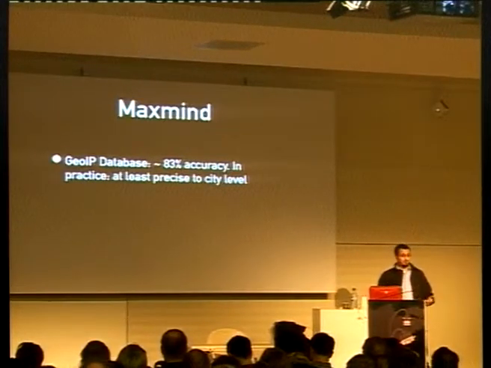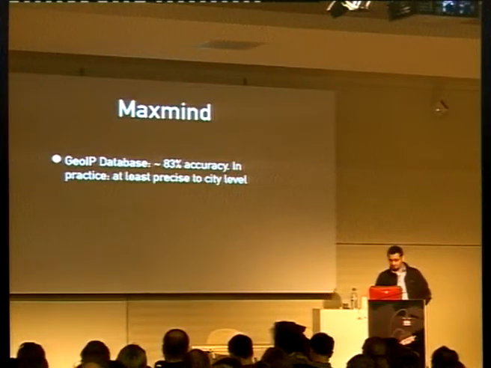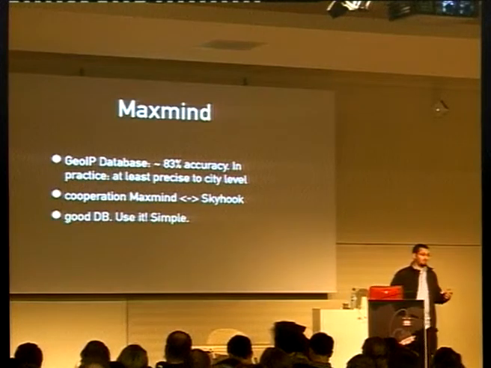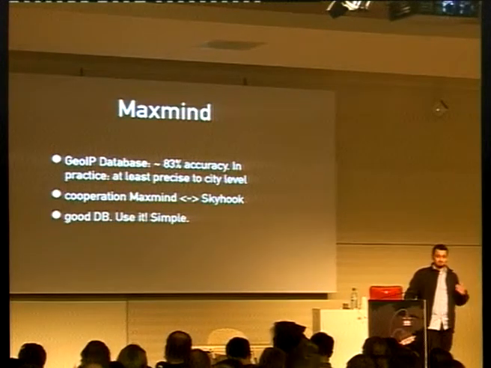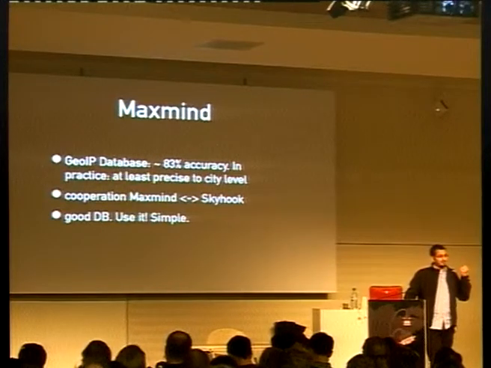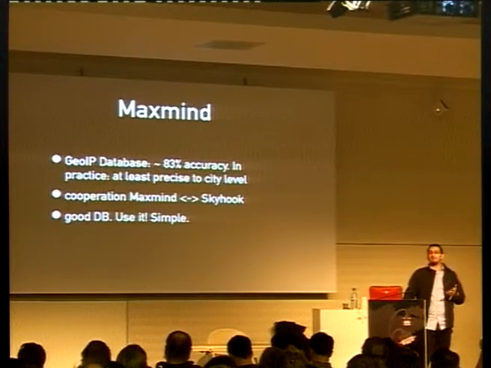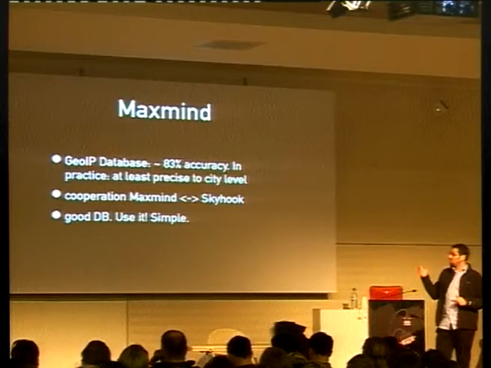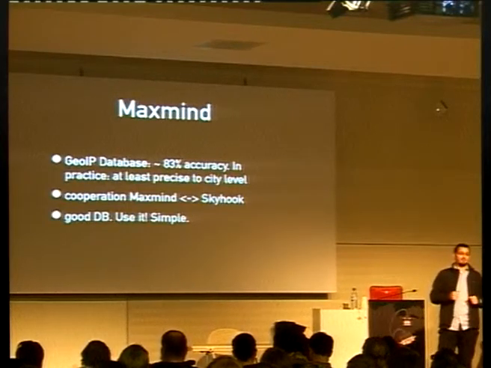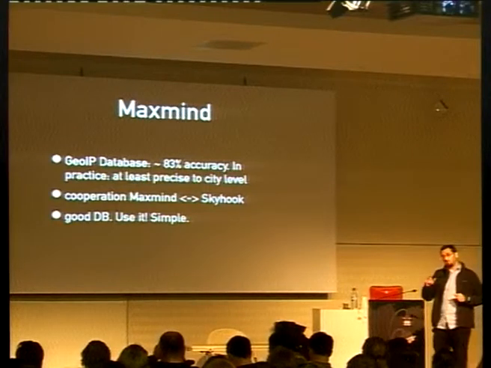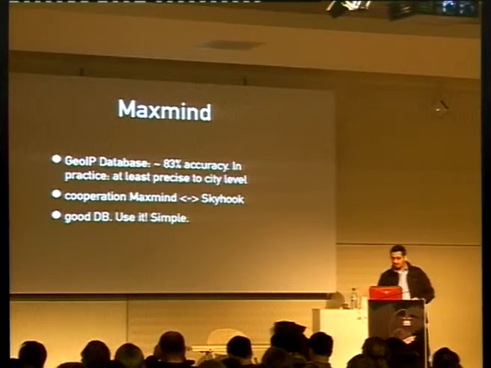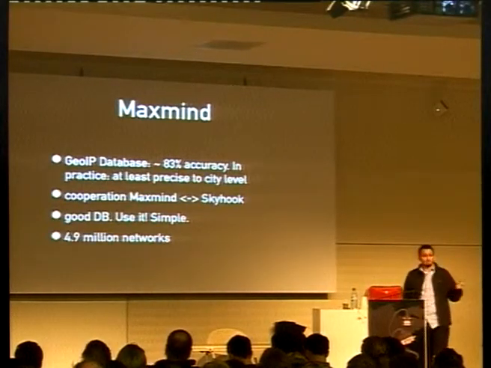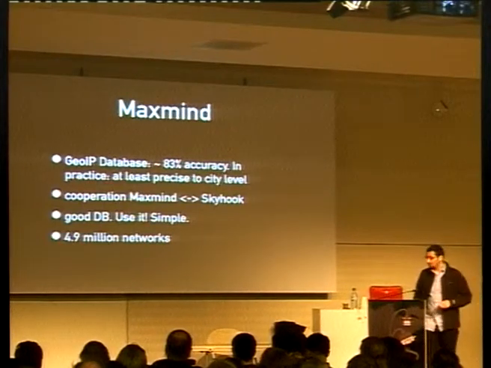And usually it's used for fraud detection for online shops. The database is extremely practical, and I recommend that if you have anything to do with geolocation, use it. It's free, and they have a CSV file, a comma separated value file, that you can download for free. The free version of the database is almost as accurate as the commercial version, which is a little bit more up to date, but it's okay. It's very simple to use. And they have 4.9 million network prefixes stored.